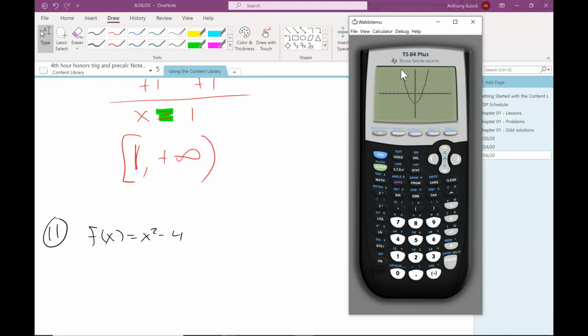Continuing on, to find the range by looking at the picture, the range is concerned with the y-coordinate. So the first thing I'm going to do is look for the lowest point on my graph.